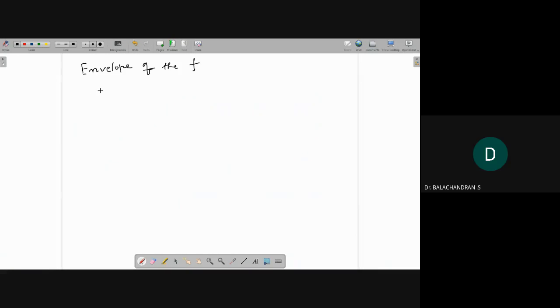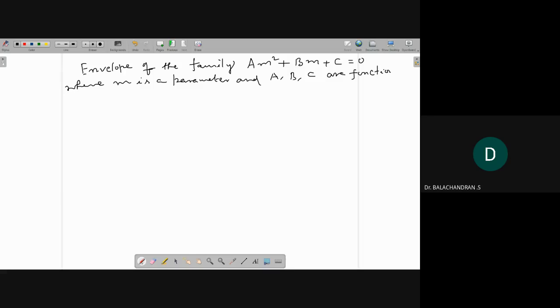So, envelope of the family A M square plus B M plus capital C equal to 0, where M is a parameter, and capital A, capital B, capital C are functions of x and y. Okay.